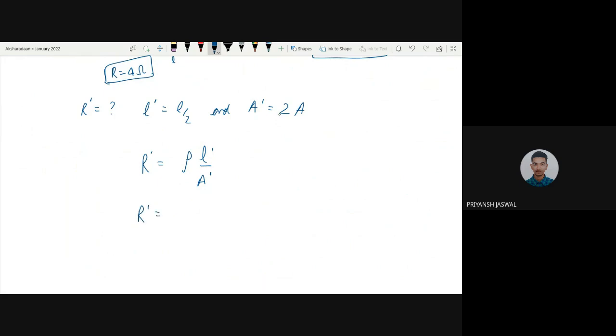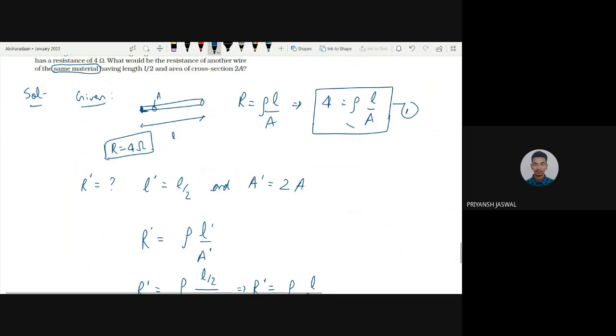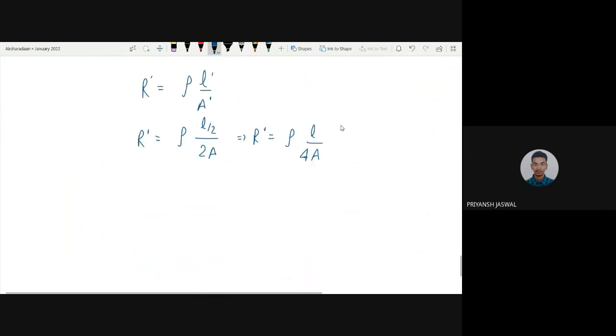So R prime becomes rho into, now L prime is L by 2 and A prime is 2A. So R prime is equal to rho L by 4A. From here we can see that rho L by A is equal to 4, this much portion. So using equation 1, R prime becomes 4 by 4, which is 1 ohm. This is the new resistance.